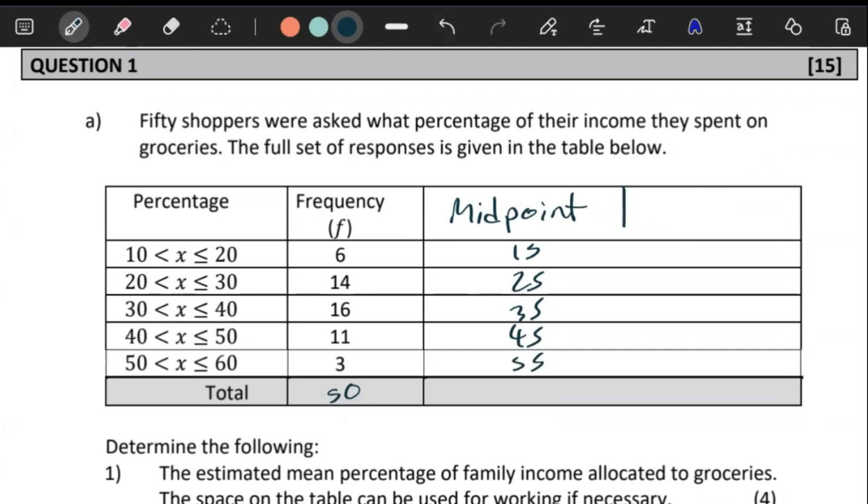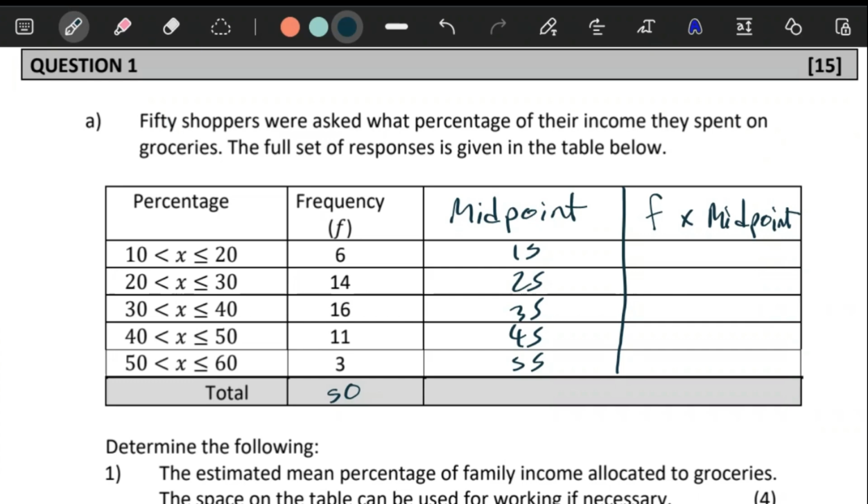Now you want to get your midpoints, and then you want to multiply each frequency with the midpoint. So here you want to say the frequency times the midpoint. Let's just get those values, and then we want to add them up. You see, 15 times the 6. Let me just grab a calculator here, so that we can get all those totals that we need, because we do need those totals one after the other.